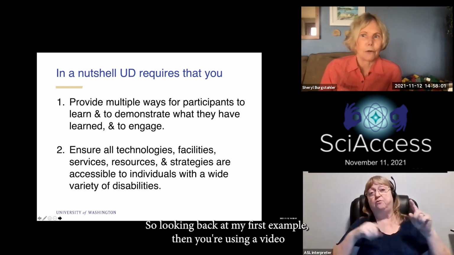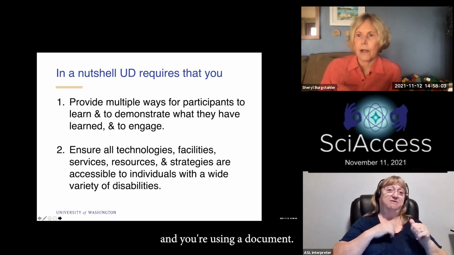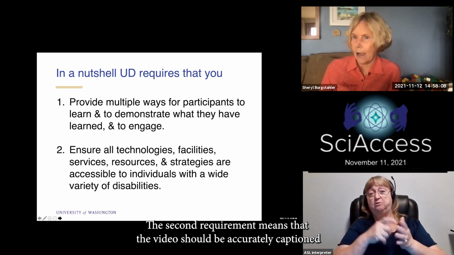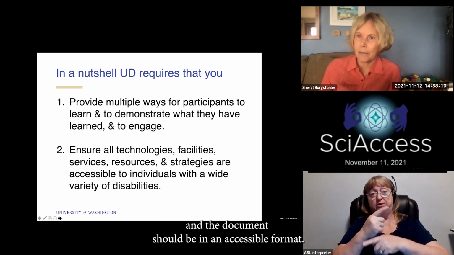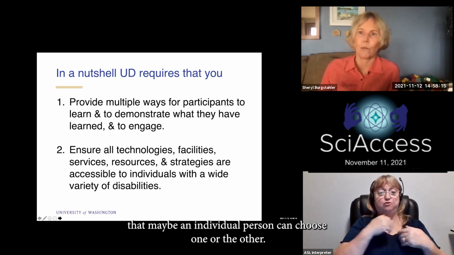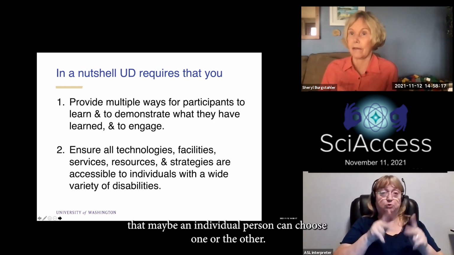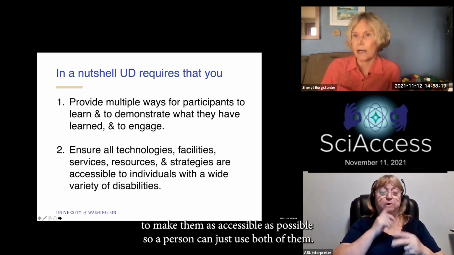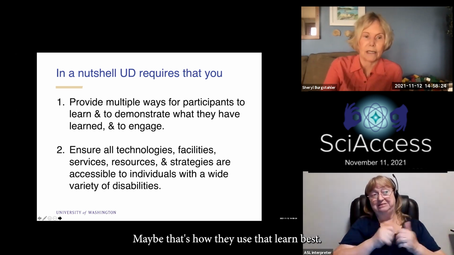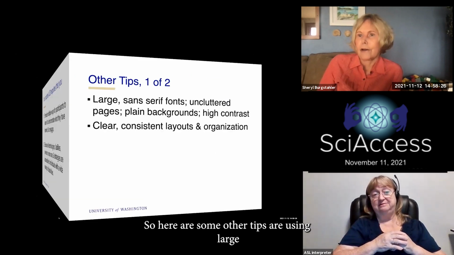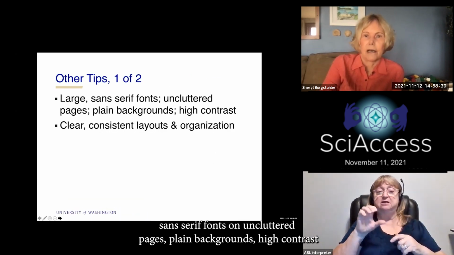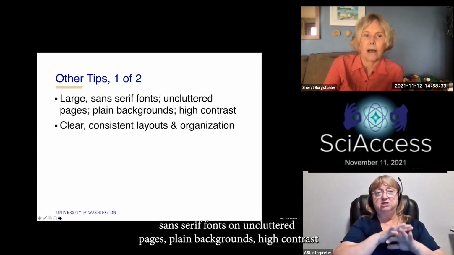So looking back at my first example then, you're using a video and you're using a document. The second requirement means that the video should be accurately captioned and the document should be in an accessible format. So it's not enough just to have the choices that maybe an individual person can choose one or the other. You need to make them as accessible as possible so a person can use both of them. Maybe that's how they learn best. So here are some other tips. Using large sans serif fonts on uncluttered pages, plain backgrounds, high contrast.